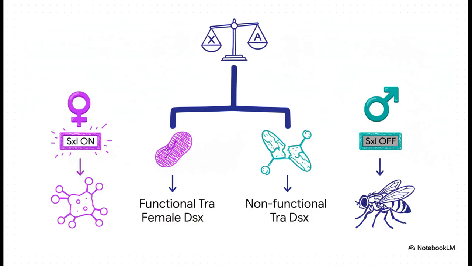Okay, let's just take a look at the whole cascade at a glance. It really lays it all out. For female development, you start with an X to A ratio of 1.0. That turns SXL on, which makes a functional TRA protein, leading to the female DSX protein, and finally a female fly. For male development, the ratio is 0.5, SXL stays off, you get a non-functional TRA protein, which gives you the male DSX protein, and boom, a male fly. Two totally distinct routes, two different fates, and it all starts with that one simple ratio.